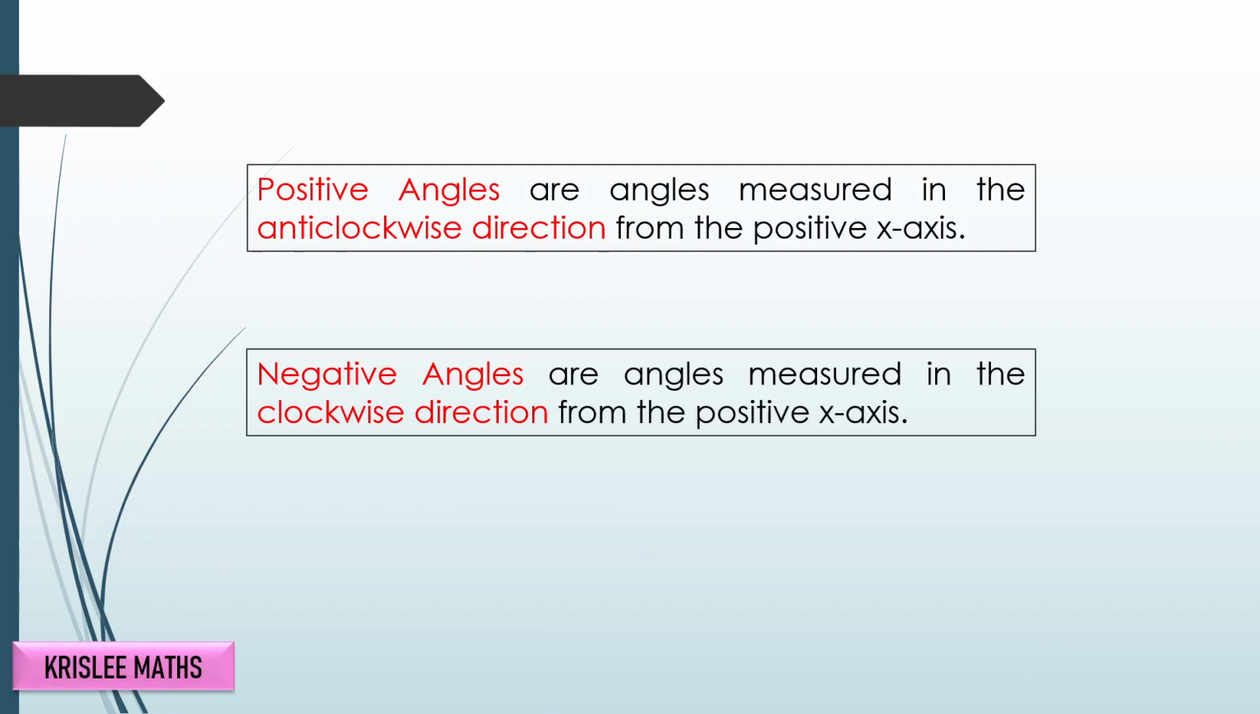Now let's see what are positive angles and negative angles. Positive angles are angles measured in the anti-clockwise direction from the positive x-axis, whereas negative angles are angles measured in the clockwise direction from the positive x-axis. Let's move on to see more examples on positive angles and negative angles.